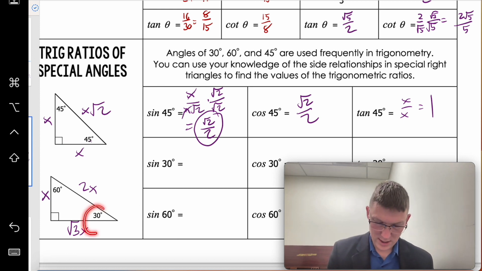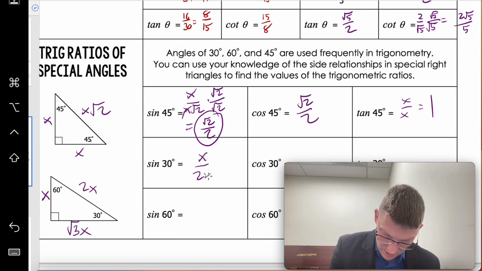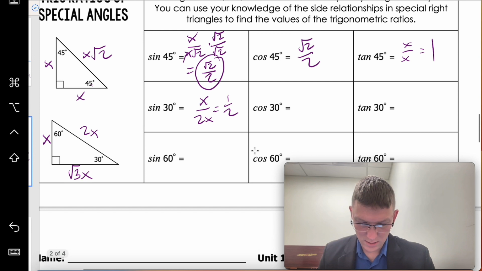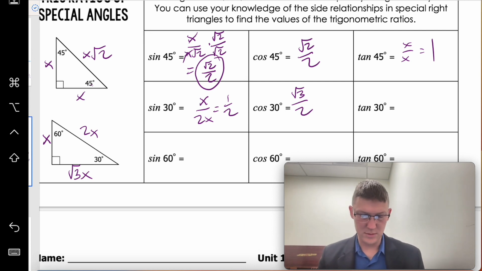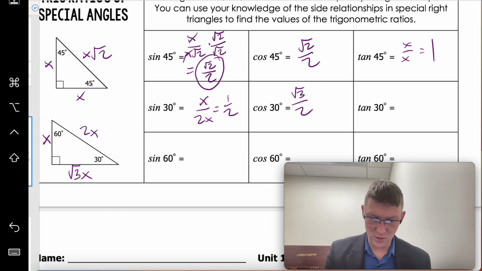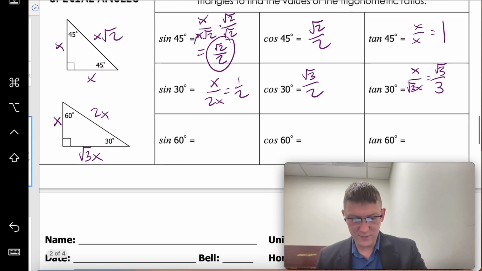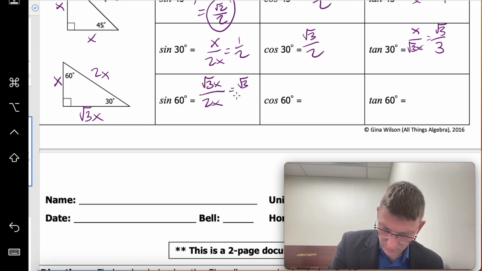Sine of 30 down here, going to be opposite over hypotenuse. So we're going to have x over 2x. X's cancel out, so that's 1/2. Cosine of 30, let's look at that. That's going to be square root of 3 over 2. Tangent of 30 is going to be opposite over adjacent. So that's going to be x over square root of 3x. X's cancel out. 1 over square root of 3 needs to be rationalized. So we're going to have square root of 3 over 3. And then sine of 60, we're looking at square root of 3x over 2x. X's cancel out. Square root of 3 over 2.